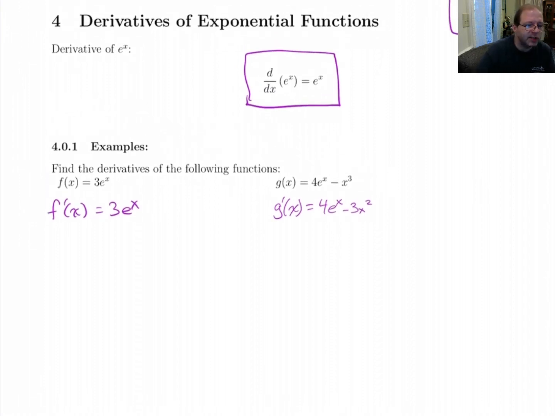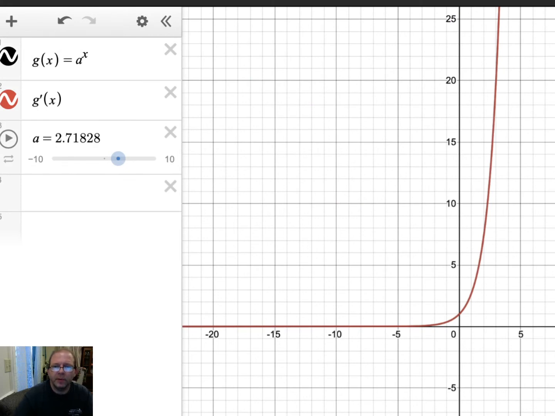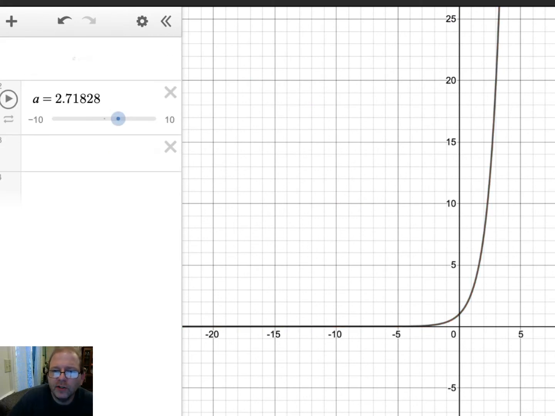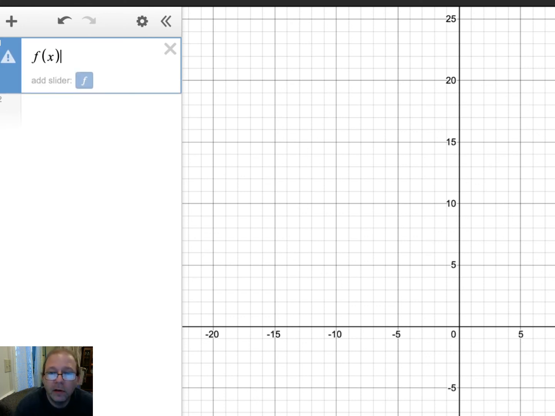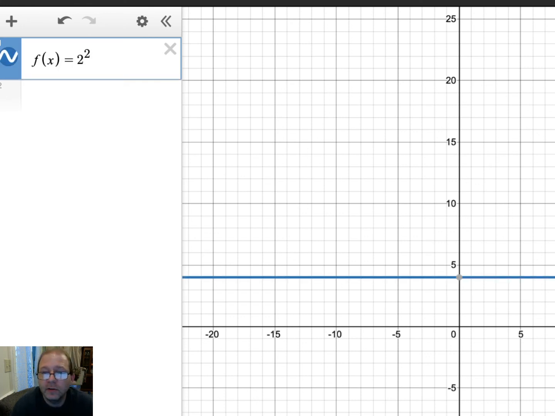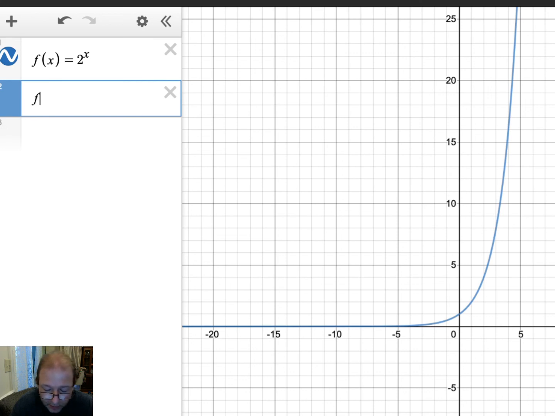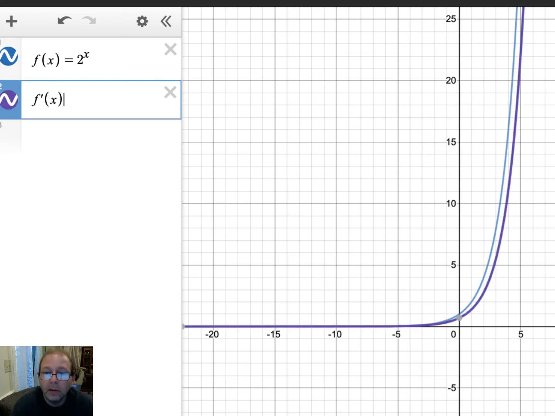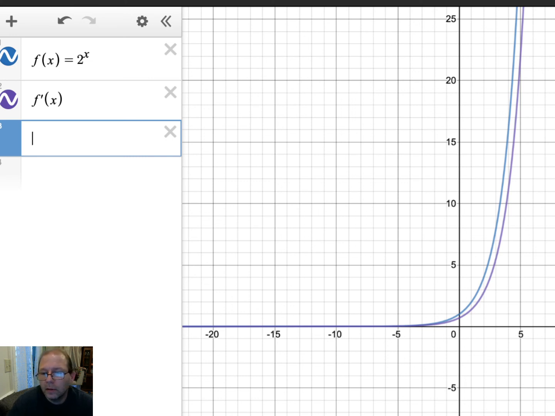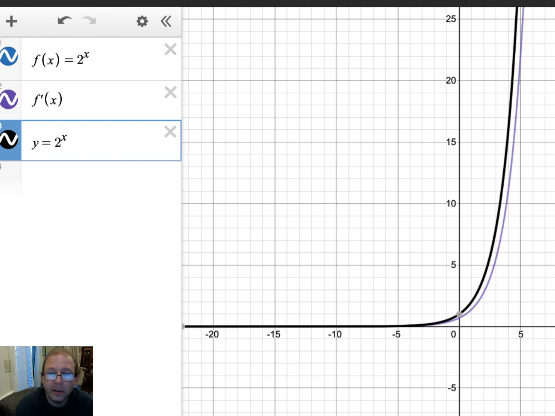Let's switch back to Desmos for a second. I want to show you something. Let's go back and just put in 2 to the x. F of x equals 2 to the x. And f prime of x. What this is, if I graph y equals 2 to the x times ln 2, notice the black and purple graph are the same.